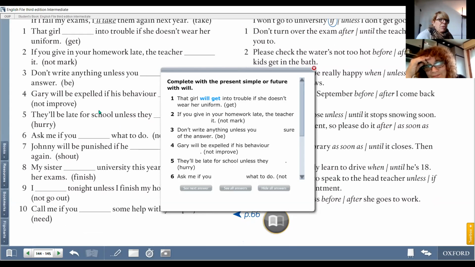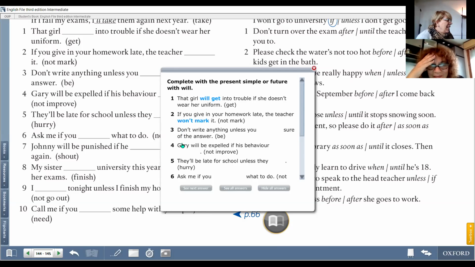Okay, Mila, try number 2. If you give in your homework late, the teacher won't mark it. Won't mark it. Yes.